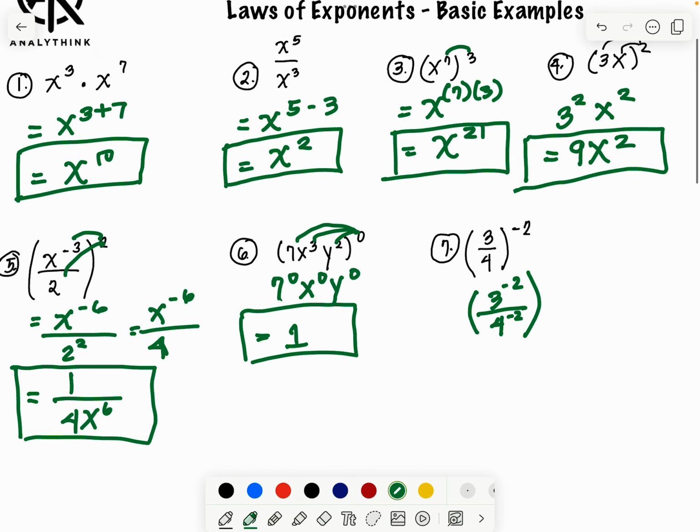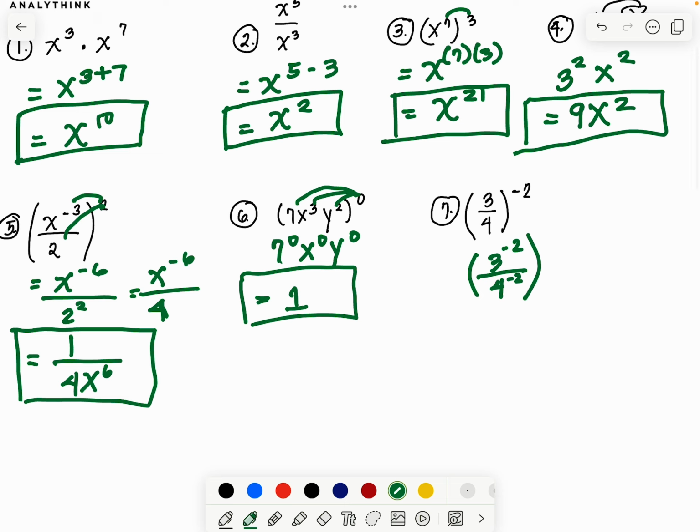So in this example, if we move 4 to the numerator, this becomes 4 squared over 3 squared. So our final answer would be 16 over 9.